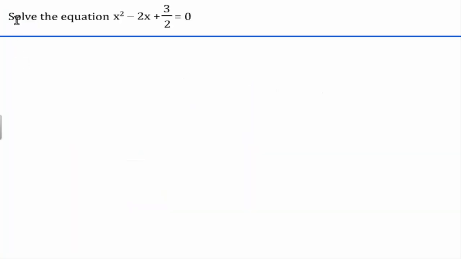In this question, we need to solve the given quadratic equation. Let us begin with the solution.